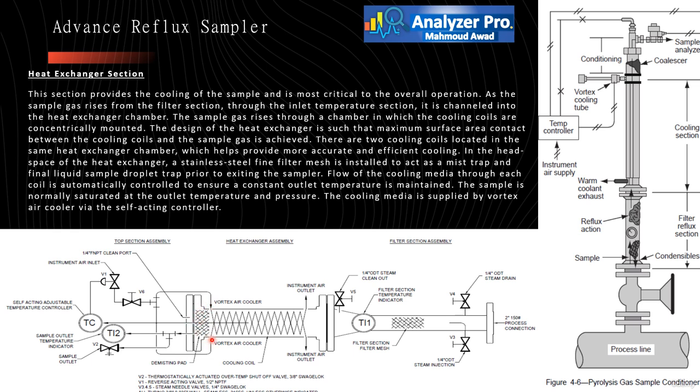Flow of the cooling media through each coil is automatically controlled to ensure a constant outlet temperature is maintained. The sample is normally saturated at the outlet temperature and pressure. The cooling media is supplied by Vortex Air Cooler via the self-acting controller.